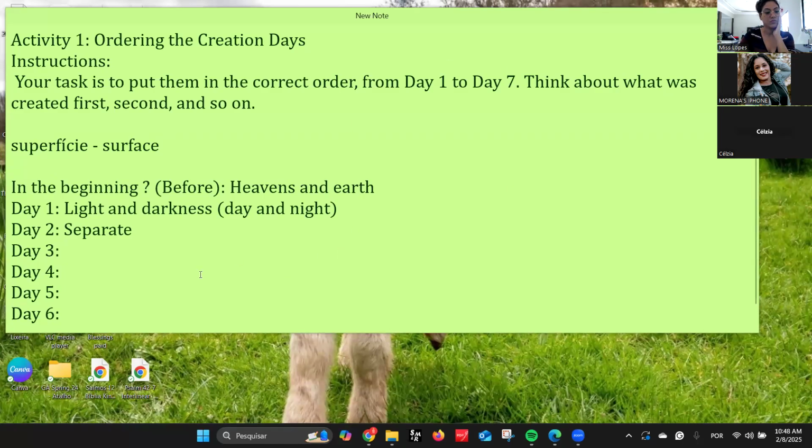Why doesn't it say the first day, the second day? Okay, I think the second day he separated the surface of the deep. Okay, so that's in Genesis 1:6 through 8. Verses 6, 7, and 8. Yeah, 1, 2, 3. God said, "Let there be light," and there was light. 4. God saw that the light was good, and he separated the light from the darkness.